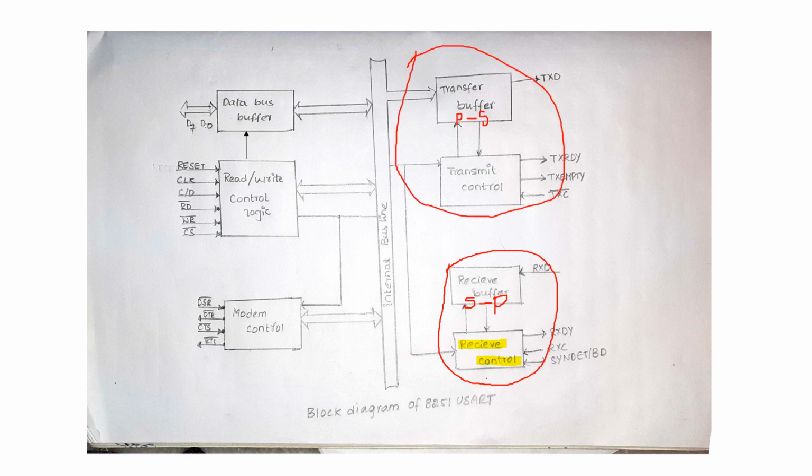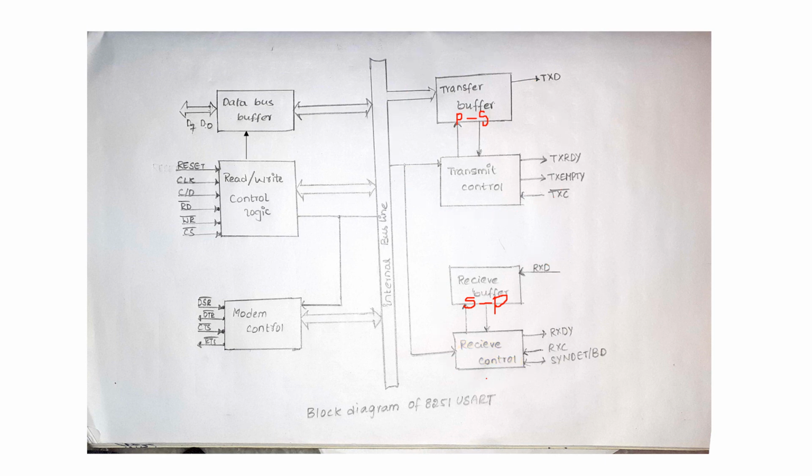The transmit circuit and receiver circuit are important circuits in this 8251 USART, and this transmission is also called full duplex transmission. This is how the data is transmitted in 8251 USART.